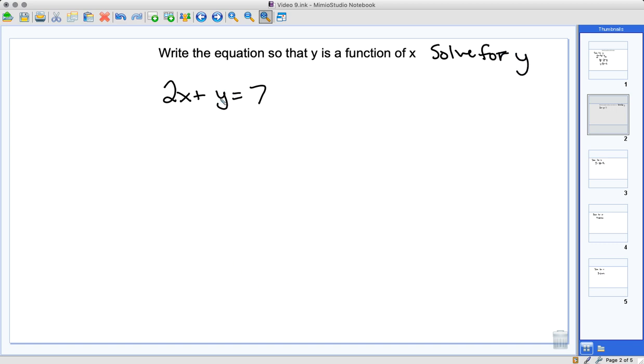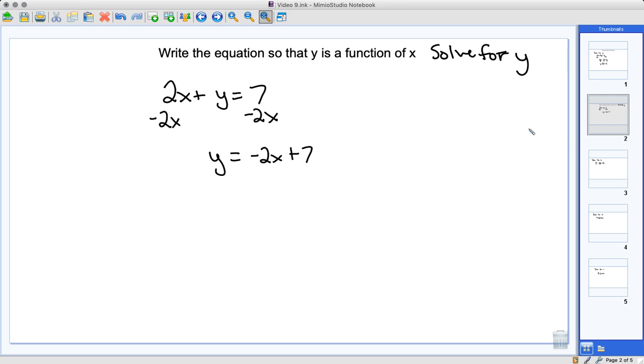Okay, so y is there by itself, so I need to move the 2x over. Since 2x is positive, we're going to subtract it over to the other side. So we get y equals negative 2x plus 7. Since there's no number in front of the y, we don't have to do any division. That would be your answer: y equals negative 2x plus 7.